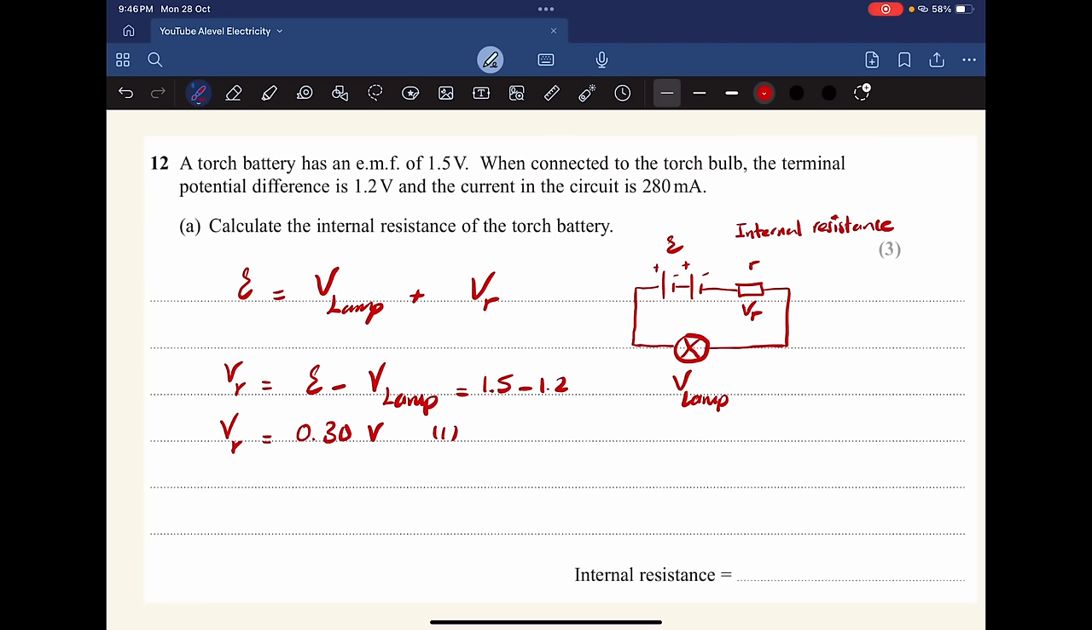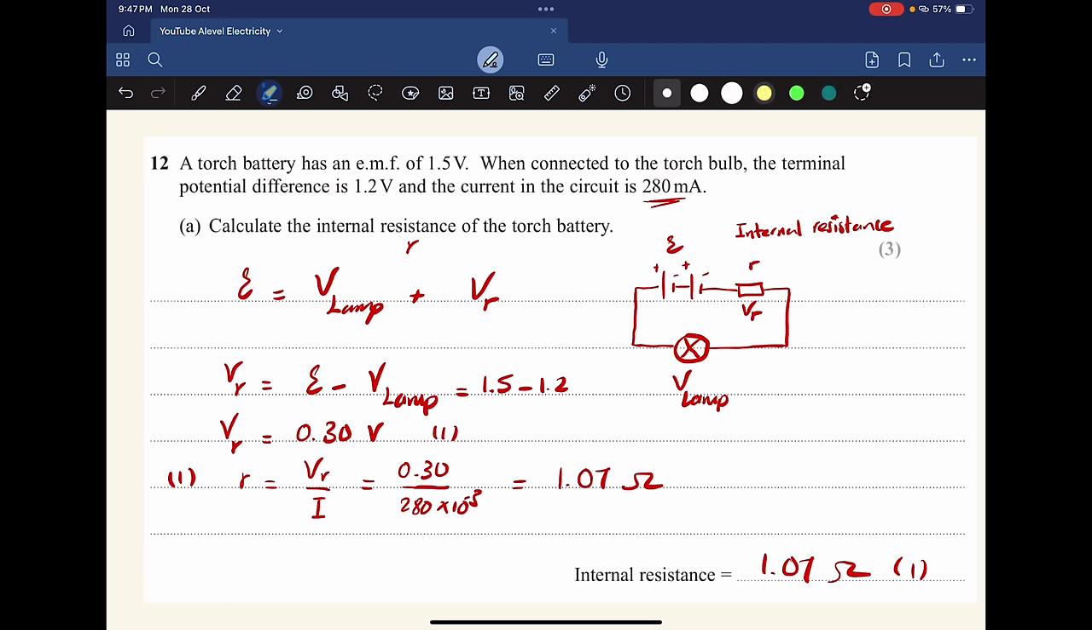Then for the internal resistance, I need the small r. So r equals the voltage of the internal resistance divided by the electric current. The voltage is 0.30 divided by the electric current, 280 milliampere, so 280 times 10 to the minus 3. After that, it's 1.07 ohm. Now I get one mark for the final correct answer with the unit and one mark for showing the calculation of the internal resistance by substitution. Let me highlight these marks: this is the first one, this is the second one, and this is the third one.